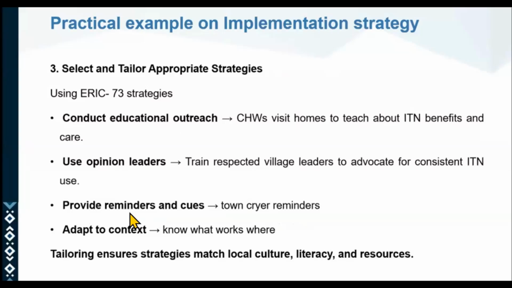We also want to be able to adapt our implementation strategies to the context, because we can come up with a strategy, but it doesn't work in the context in which we want it to work. So you should know what works well. Ensure that our strategies match local culture, literacy, and the resources that are available.